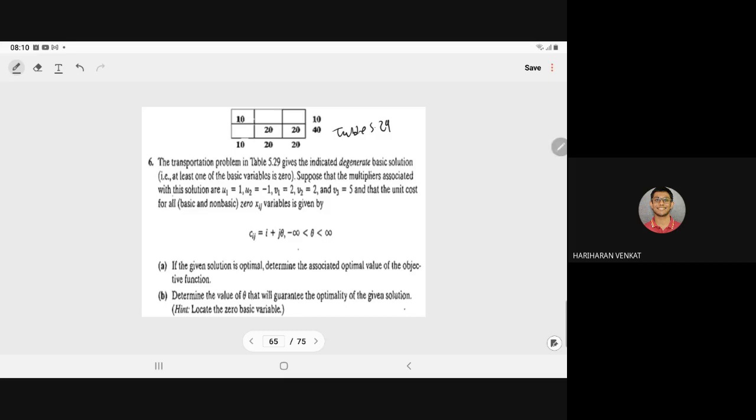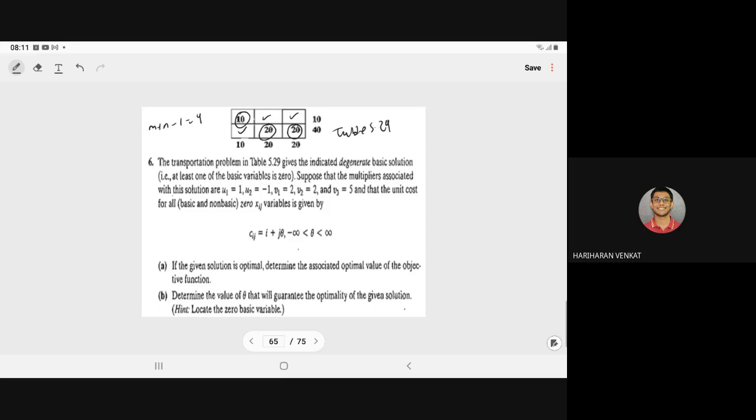Here, the number of rows is 2 and the number of columns is 3. So the total number of basic variables must be m plus n minus 1. So 2 plus 3 minus 1, that is 4. Presently we have only 3 basic variables, but there must be m plus n minus 1, that is 4. So any one of these must be at 0 level as a basic variable. Then only we have m plus n minus 1.